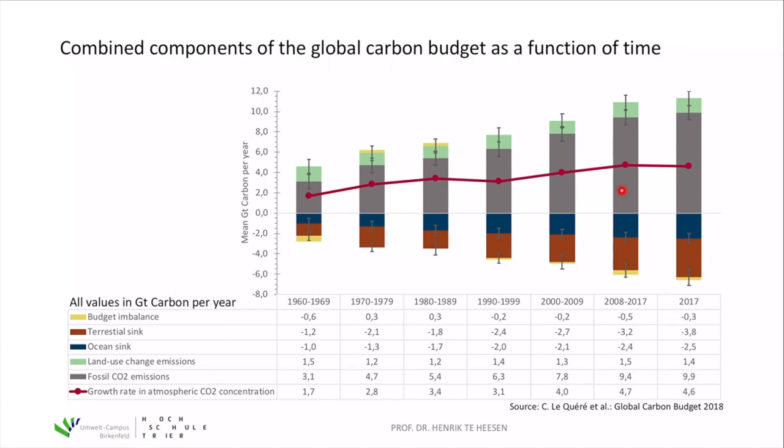On the other hand, the change of the land use stays rather constant at about 1.3 to 1.5 gigatons of carbon per year. On the other hand, we have an increase of terrestrial sink and ocean sink in orange and in blue. So there's an increase of the sink value with in total about, let's say, 6 gigatons of carbon per year. But overall we have an increase of carbon dioxide concentration in the atmosphere, and that gives us an increase of the radiative forcing, and thus leads to global warming.